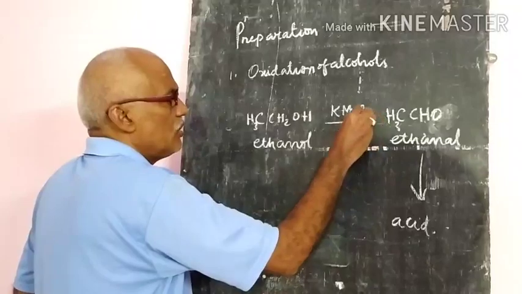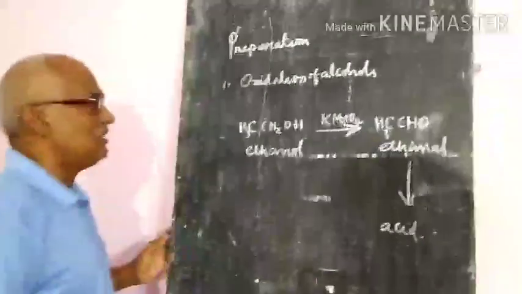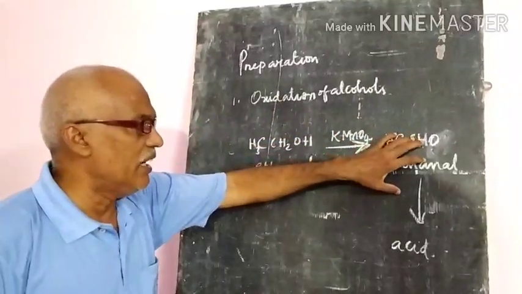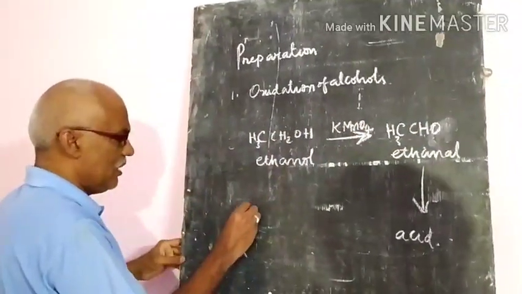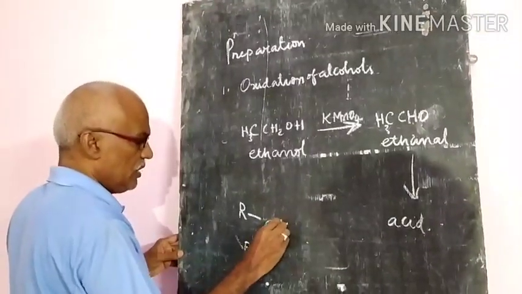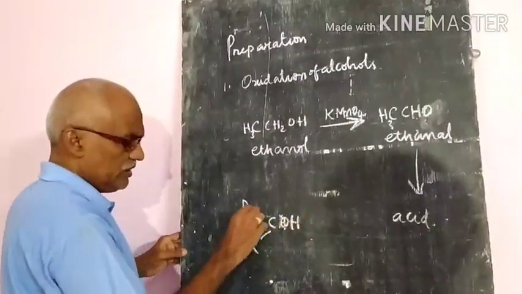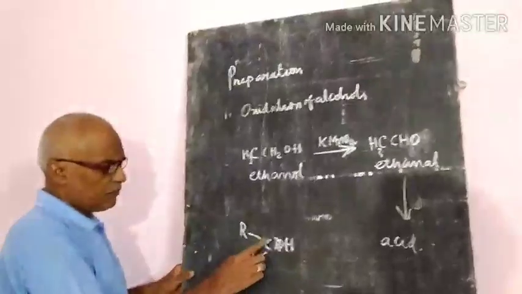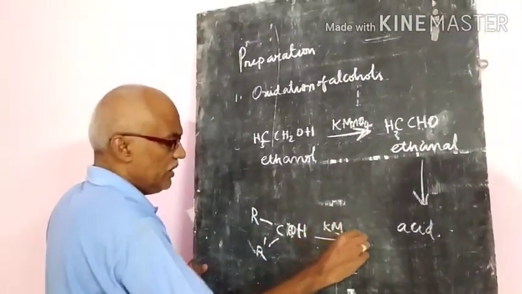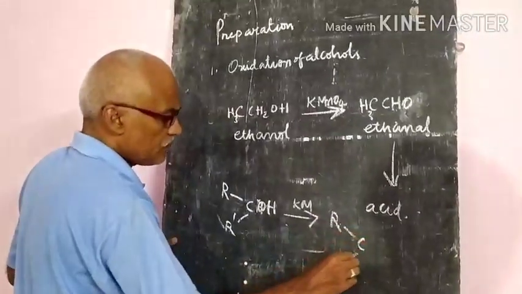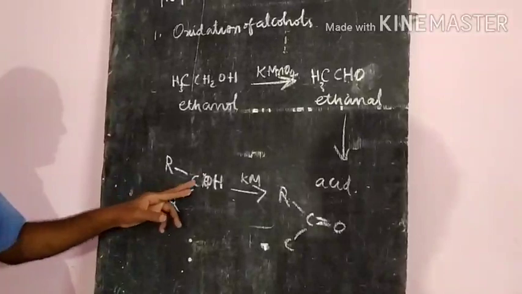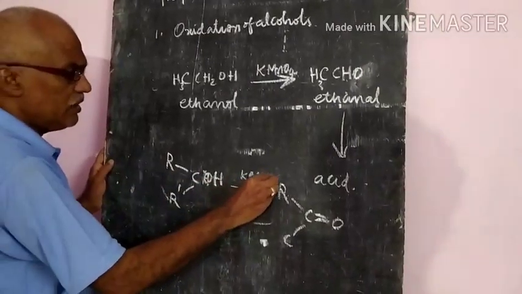So KMnO4 is the oxidizing agent. Oxidation of primary alcohols will give the aldehyde. If you take the secondary alcohols, that means two carbon atoms, then what will happen? Oxidation of this one will give the corresponding ketone. Secondary alcohol's oxidation will give the ketone.